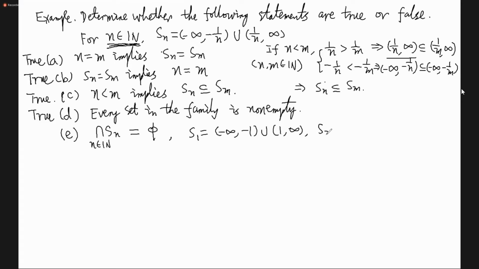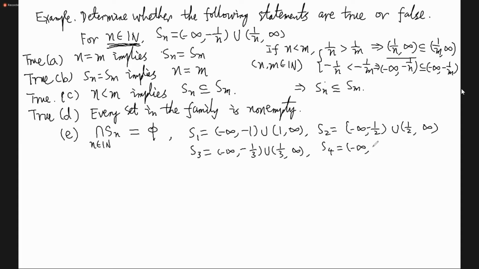So what is S2? This is negative infinity to negative 1/2 union 1/2 to infinity. What about S3? Negative infinity to negative 1/3 union 1/3 to infinity. Let me write one more. So what is their intersection?